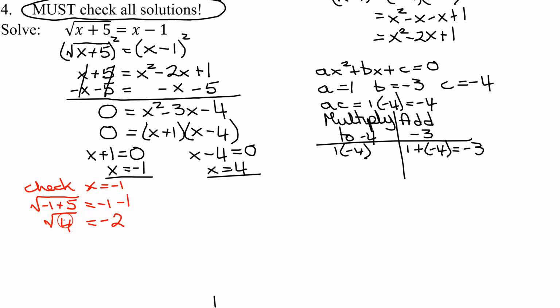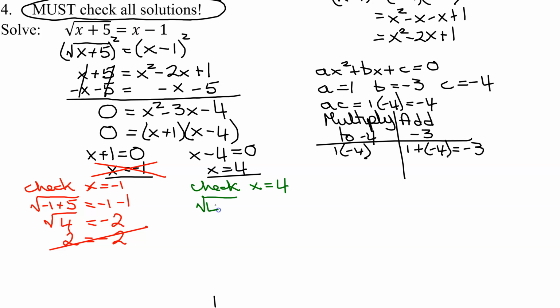Well, what's the square root of 4? When you have a radical sign, it means you must pick the principal square root, which is the positive one. So the square root of 4 is 2. So does 2 equal negative 2? No. So x equals negative 1 is an extraneous solution. Now let's check x equals 4.